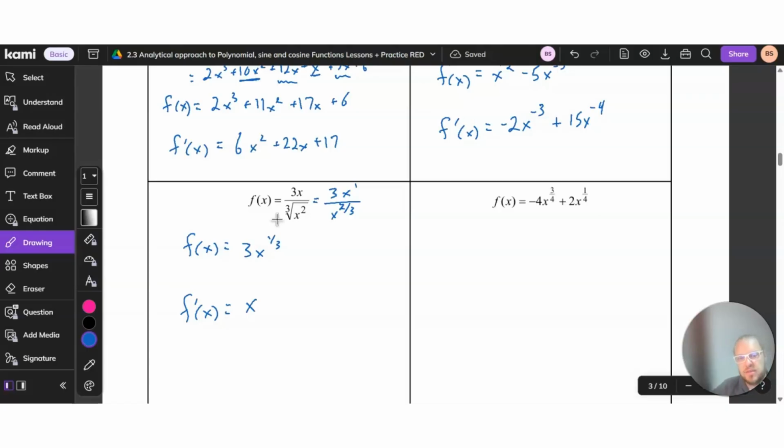The pre-calc is the part where we make it look like something we can do, and then we just take the derivative. So the 1/3 comes down, times 3 gives me 1, and then we subtract 1 from 1/3, and that gives me negative 2/3, okay? Now, after that point, you can write it however you want. You can then put it back into a fraction, put it into roots. Doesn't matter, but I like to just leave it in the fractional form.